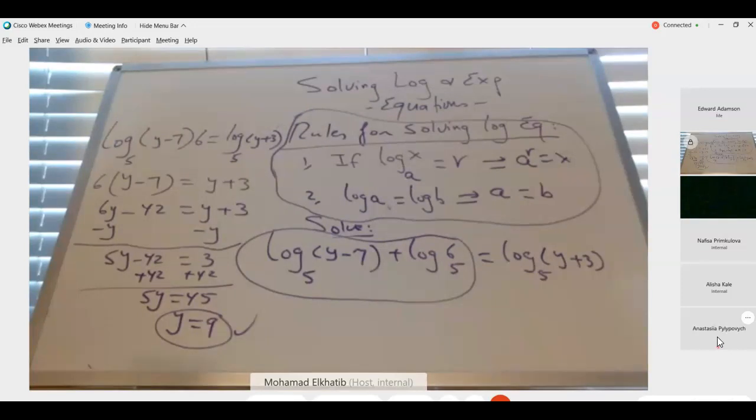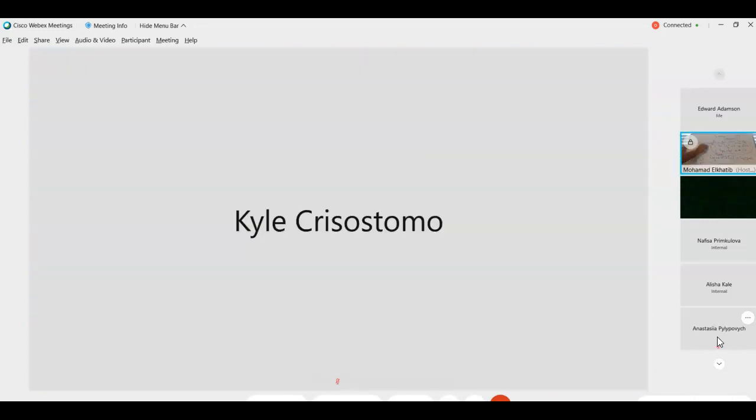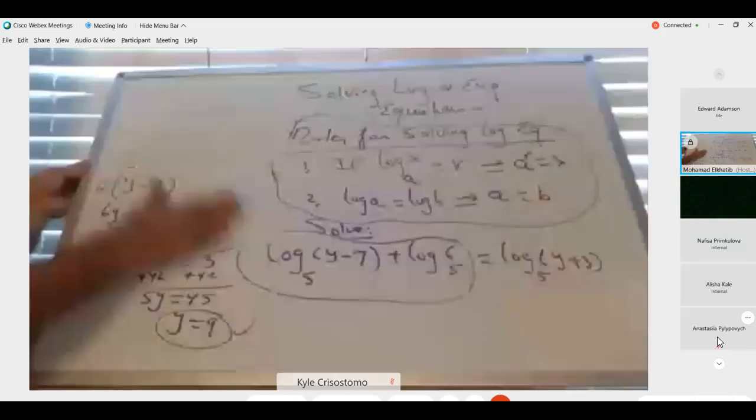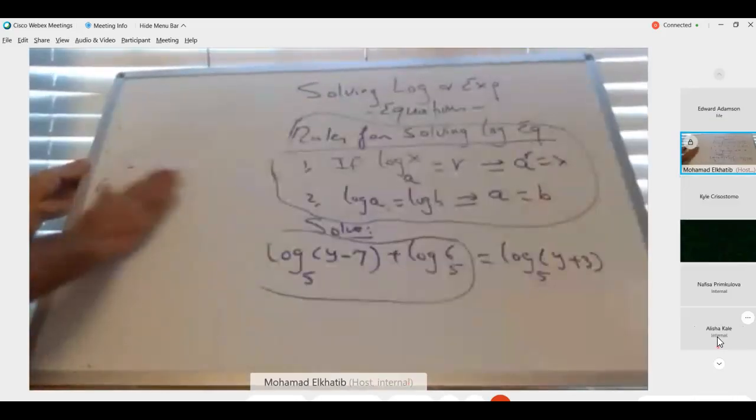Okay, can I erase it now? I'm going to keep the rules just when I erase this part. Can I erase it, Clive? Yes. All right, let's try a final one on log equations, then we'll go to exponential equations, okay?